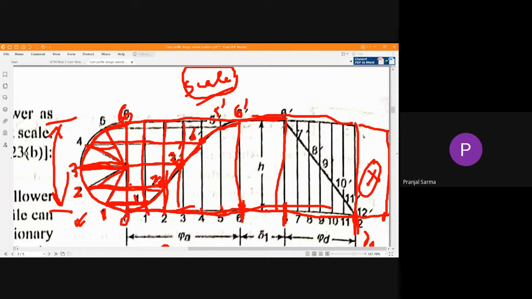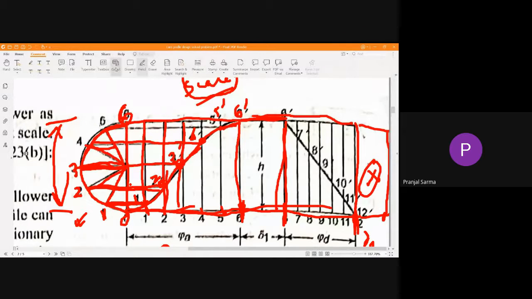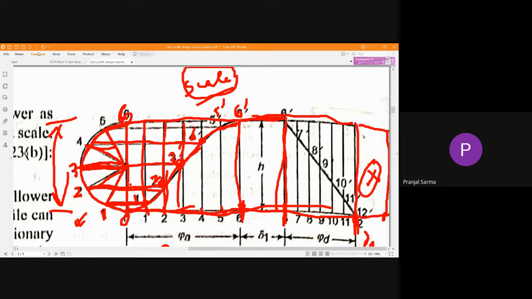After that, we are coming for 12. Already this division we have made. Just wait. If I get some other color, I'll use some other color. I think there is no color option. Okay, whatever.